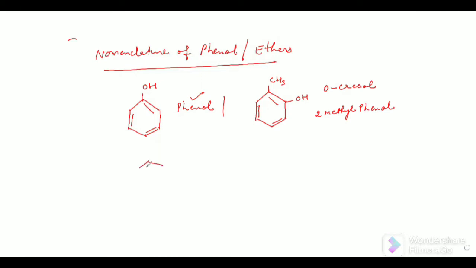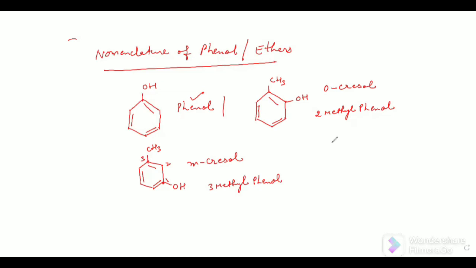Next example is here, again a benzene ring in which there is one methyl group and a hydroxyl OH group is here. So it is known as metacresol. Now, as I told you, this carbon will be taken as carbon 1, then carbon 2, carbon 3. So the IUPAC name will be 3-methyl phenol.